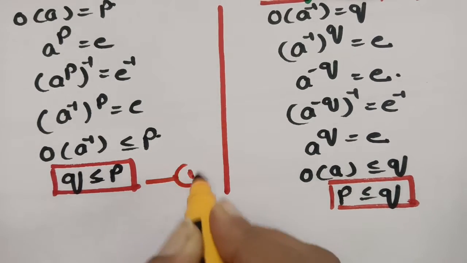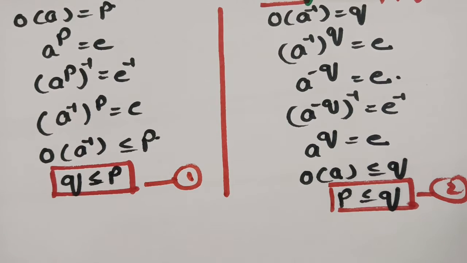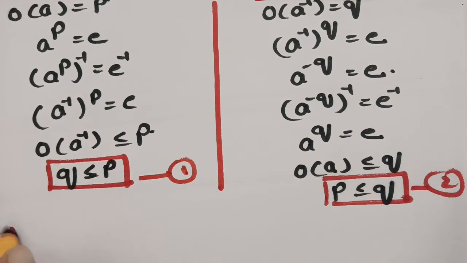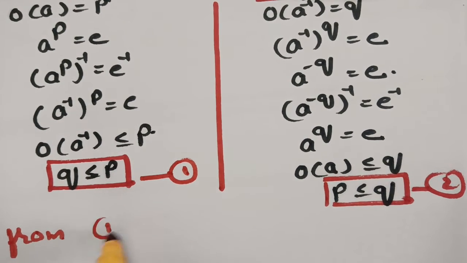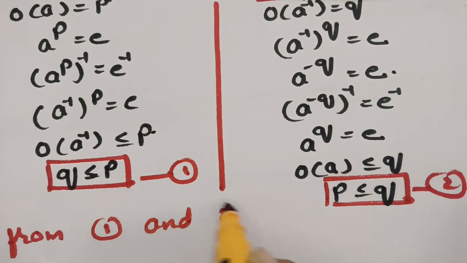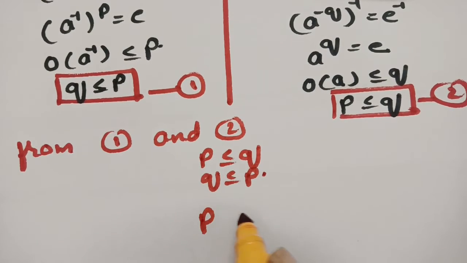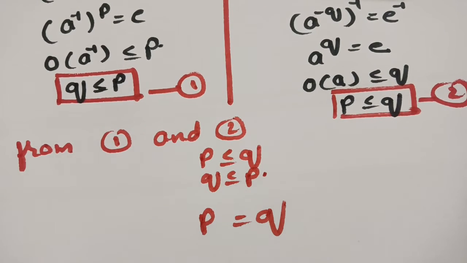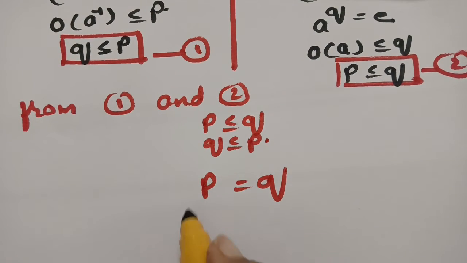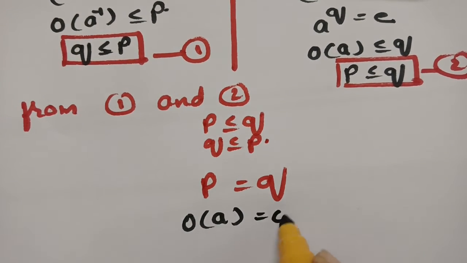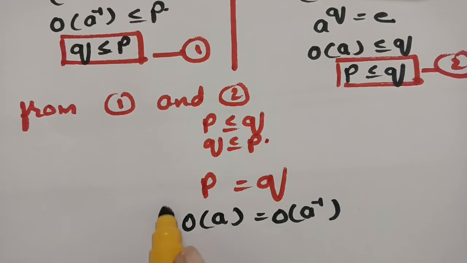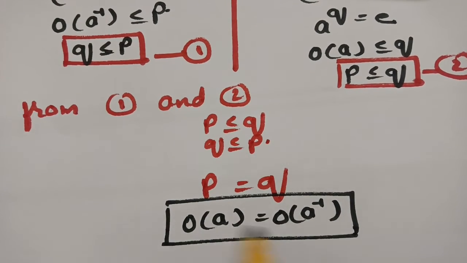So this is number 1 and this is number 2, and therefore from 1 and 2, that is P less than or equal to Q and Q less than or equal to P, we say that P is equal to Q. What is P here? P is nothing but order of A, and Q is nothing but order of A inverse. And this is how we have to prove and show.